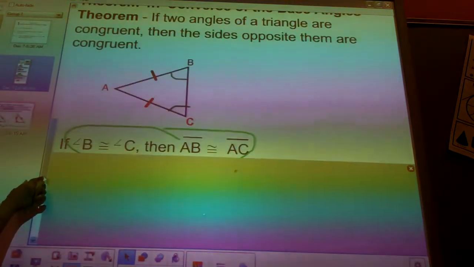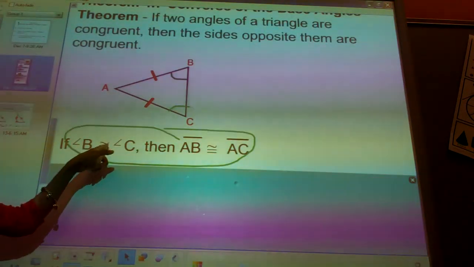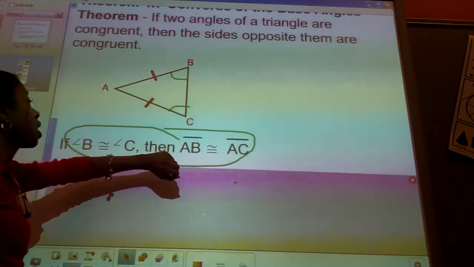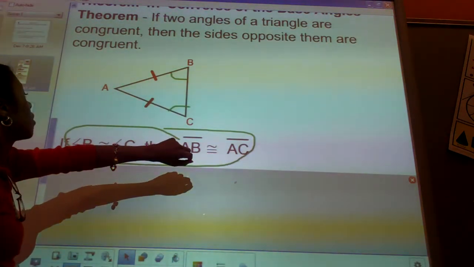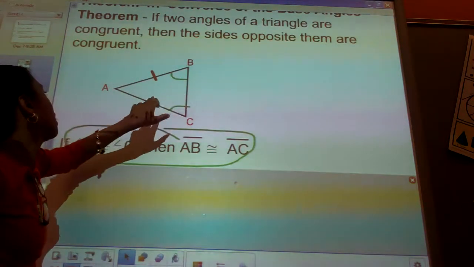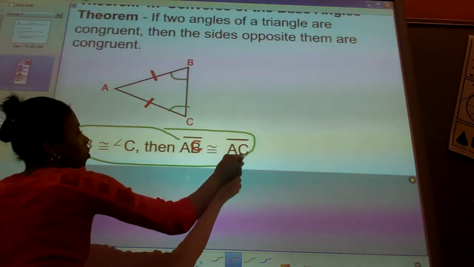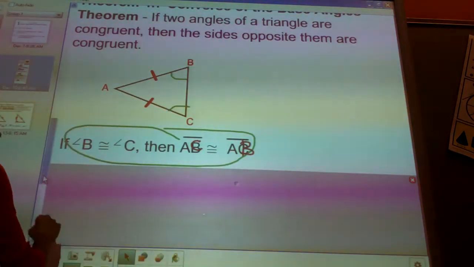And here's that written. Angle B is congruent to angle C, then that means that the side opposite to angle B, which is AC, I should have done it the other way. I should have switched this around and said AC is congruent to AB. Right?